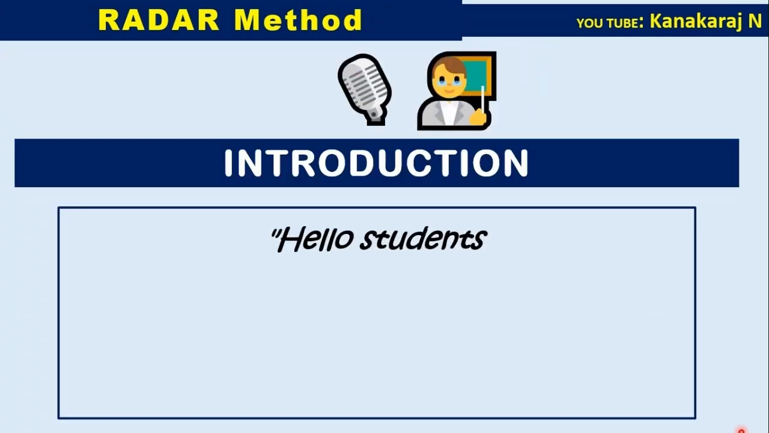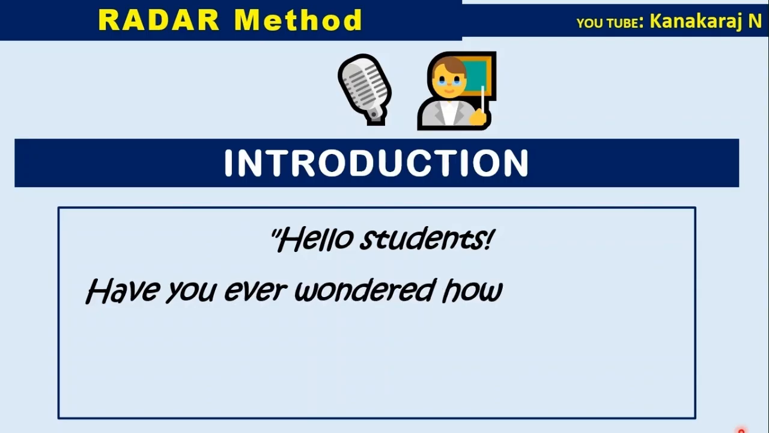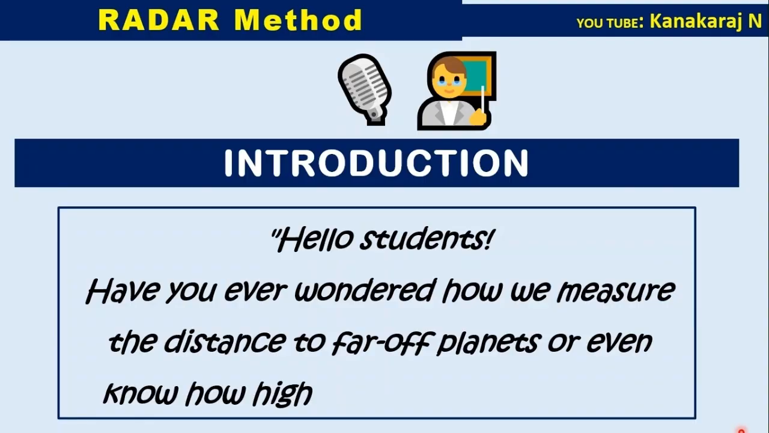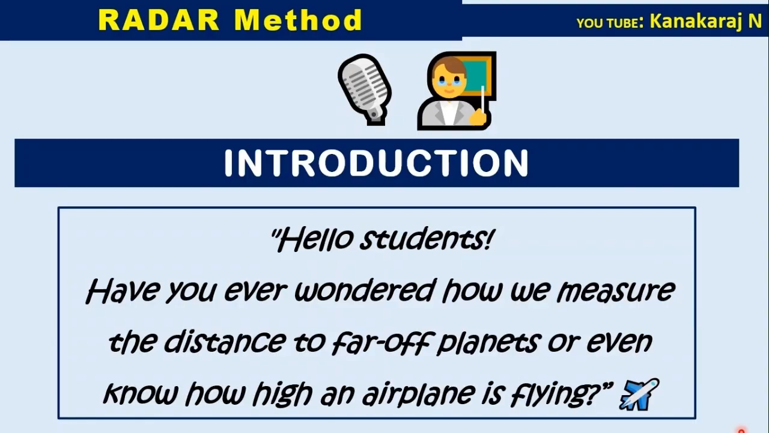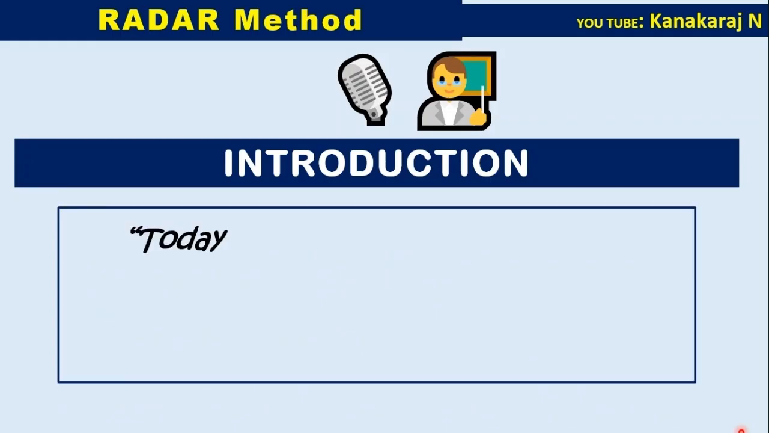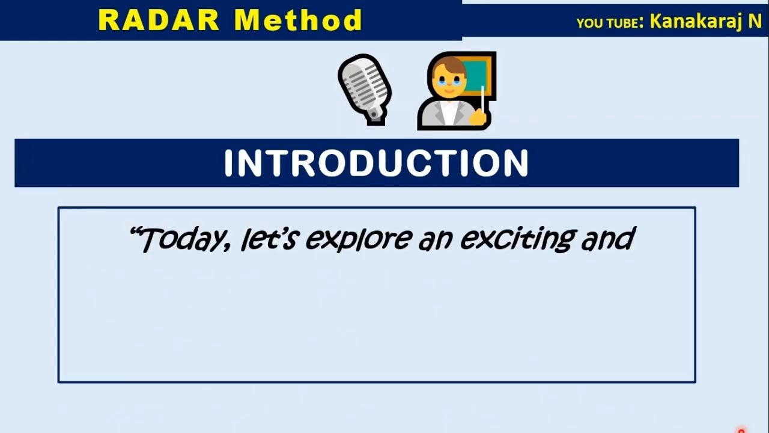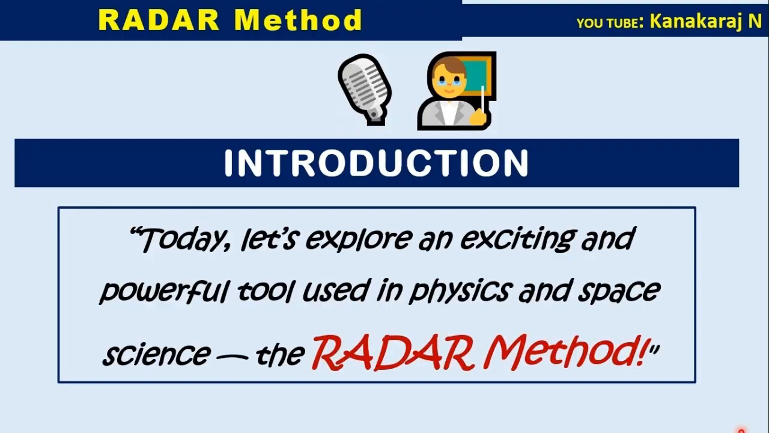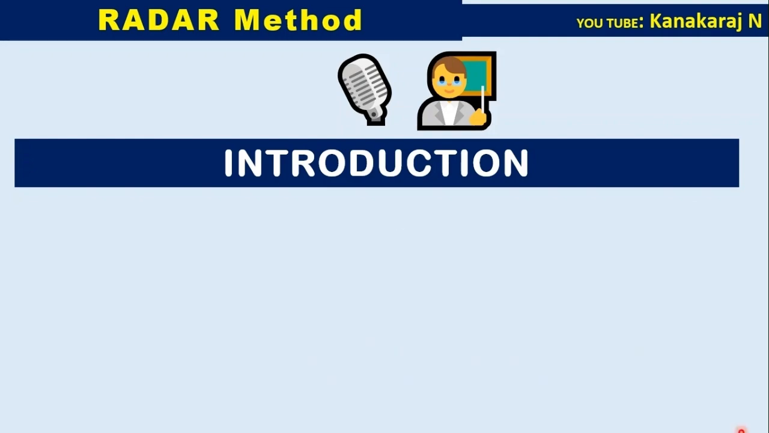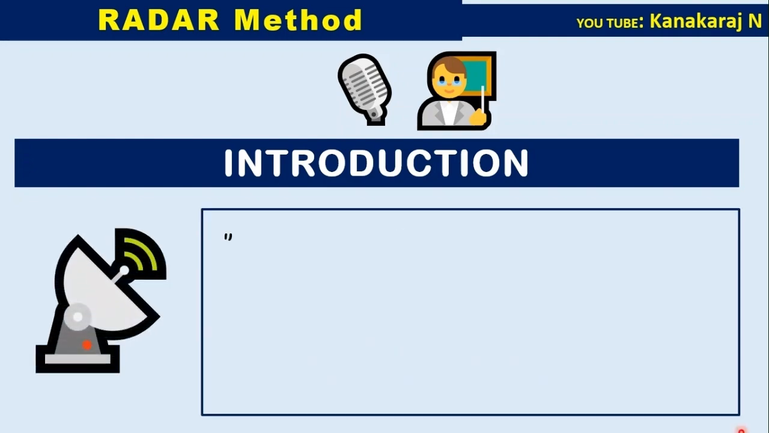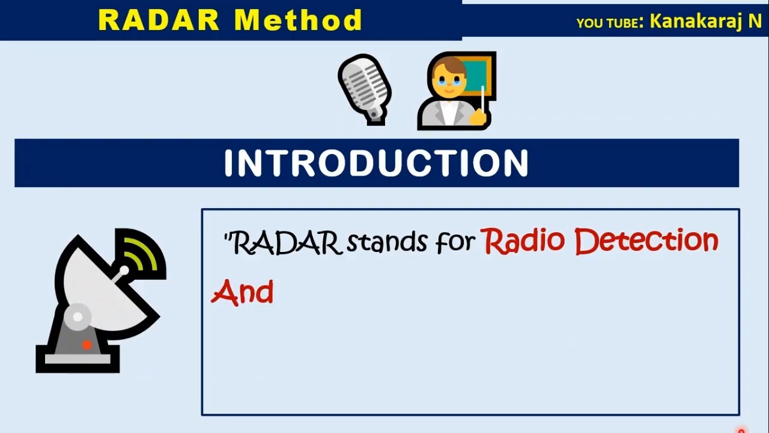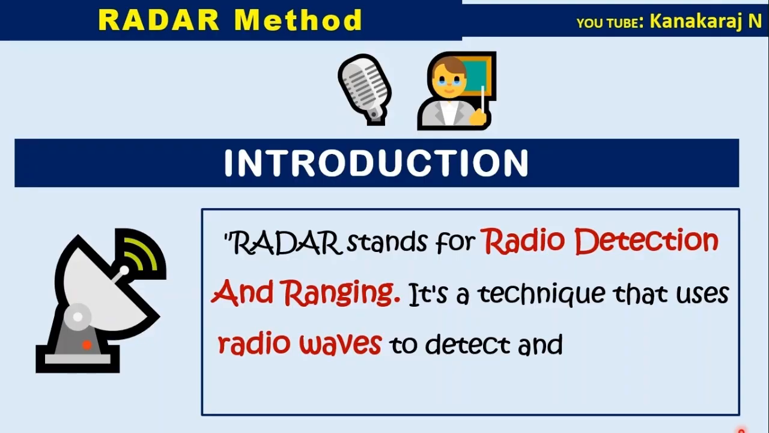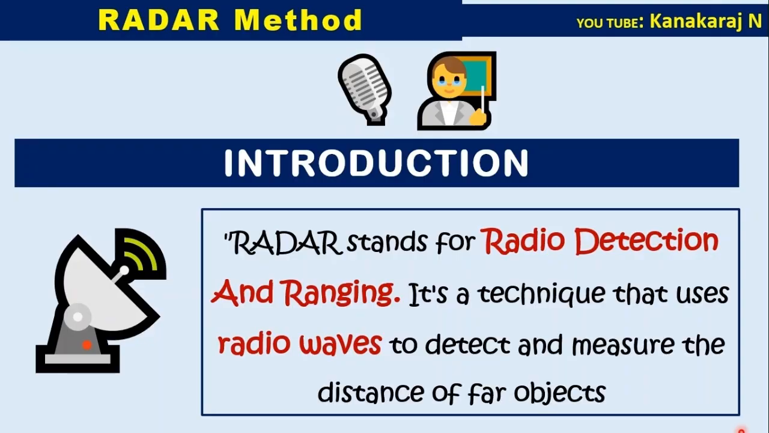Introduction. Hello students. Have you ever wondered how we measure the distance to far off planets or even know how high an airplane is flying? Today, let's explore an exciting and powerful tool used in physics and space science, the radar method. Radar stands for radio detection and ranging. It's a technique that uses radio waves to detect and measure the distance of far objects.